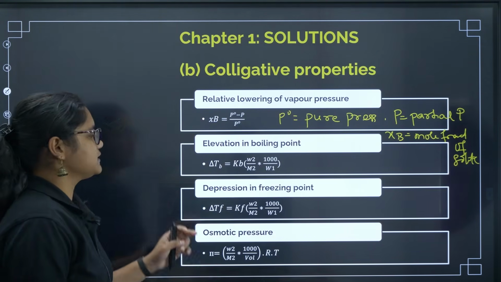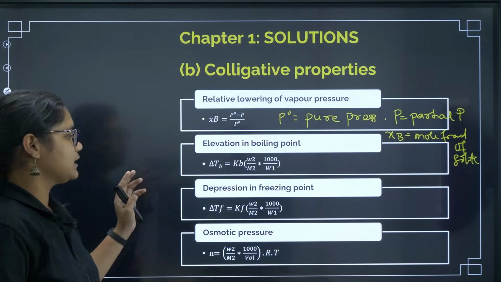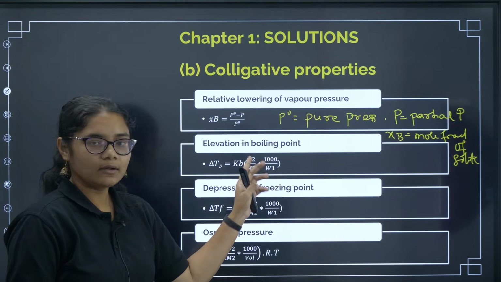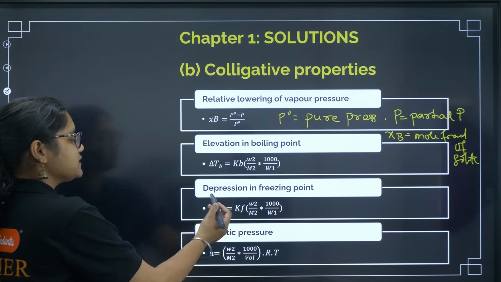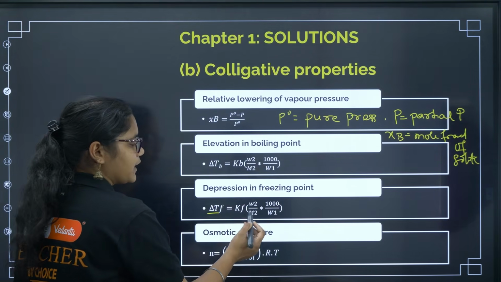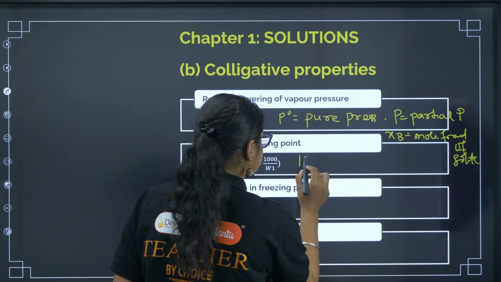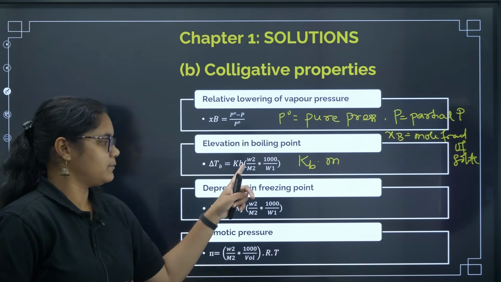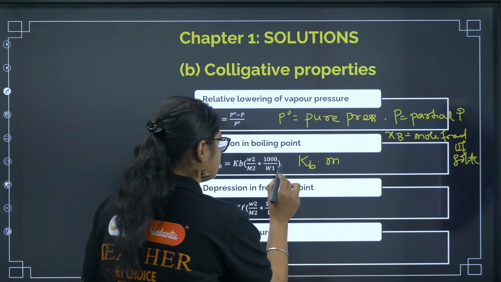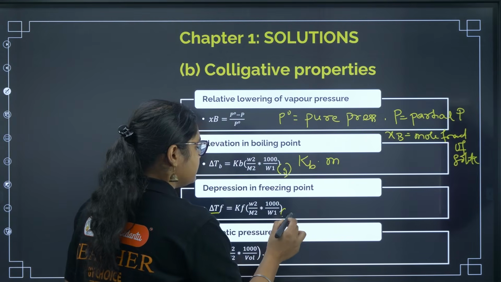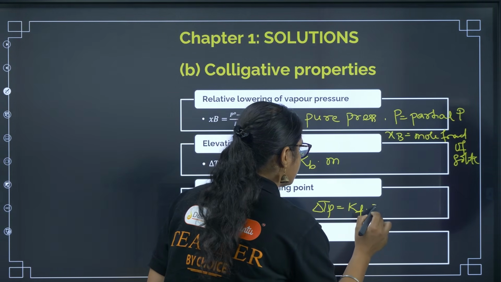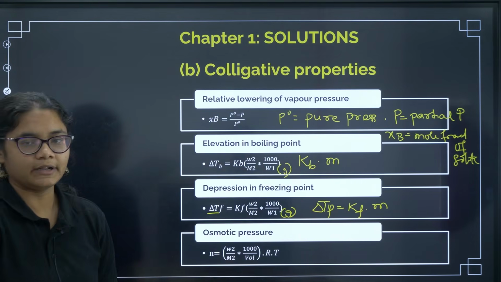Now coming to elevation in boiling point. Here delta TB is equal to KB into m. Here we have substituted the molality formula again. Now depression in freezing point: delta TF is equal to KF into m. So I can write this one as KB into m, and in place of m, I have substituted W2 by M2 into 1000 by W1. W1 should be in grams. Same here: delta TF is equal to KF into m. Molality can be written this way.